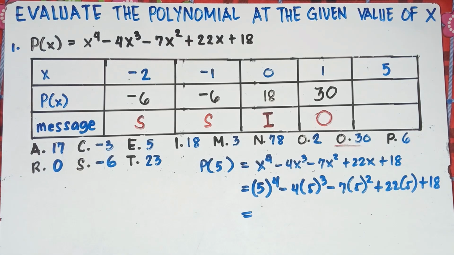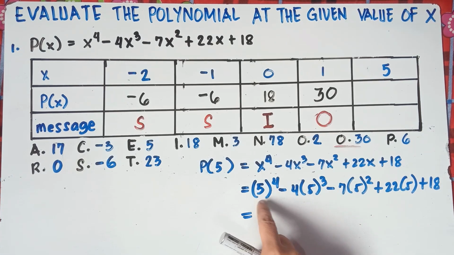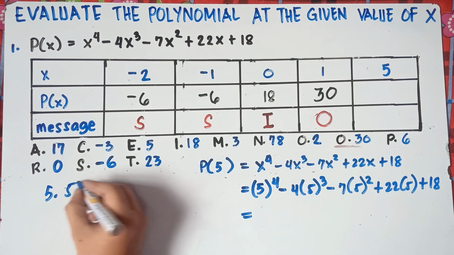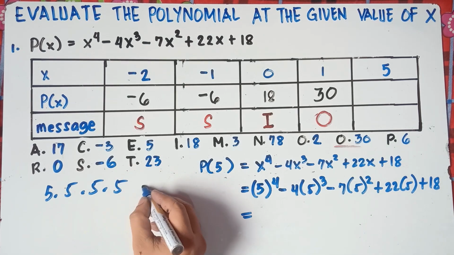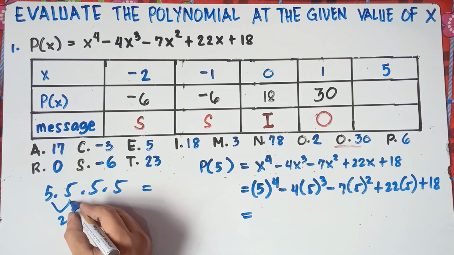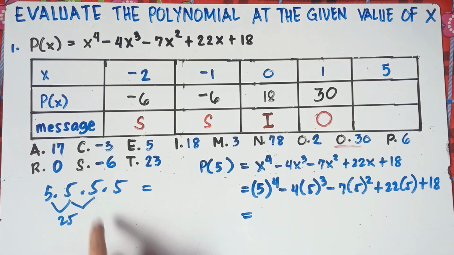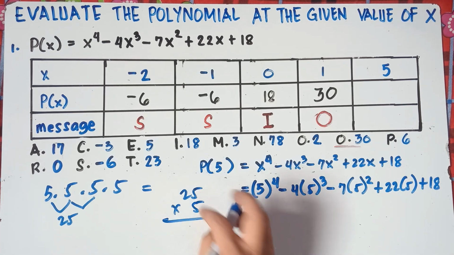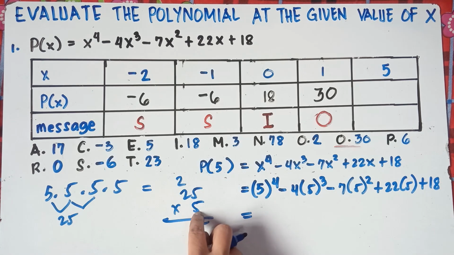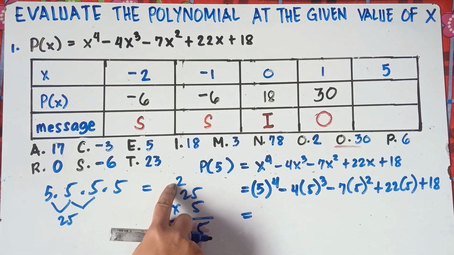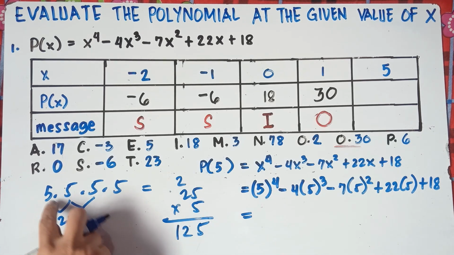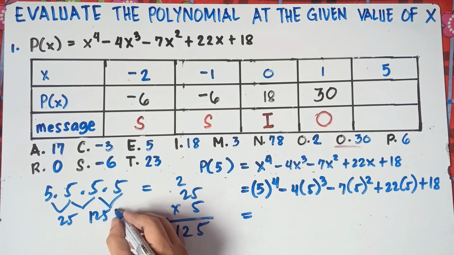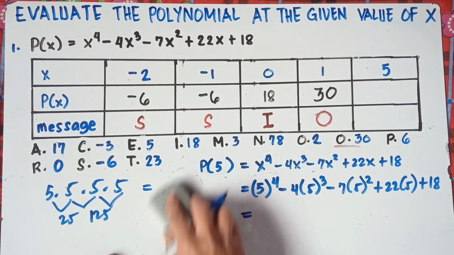Alright, so quite complicated now. 5 raised to the power of 4, it means you multiply 5 by itself 4 times. So 5 times 5 times 5 times 5. So 5 times 5 is 25 times 5. 5 times 5 is 25. 5 carry 2. 5 times 2 is 10 plus 2 is 12. 125. So 5 times 5 is 25, times 5, that's 125. Times another 5.